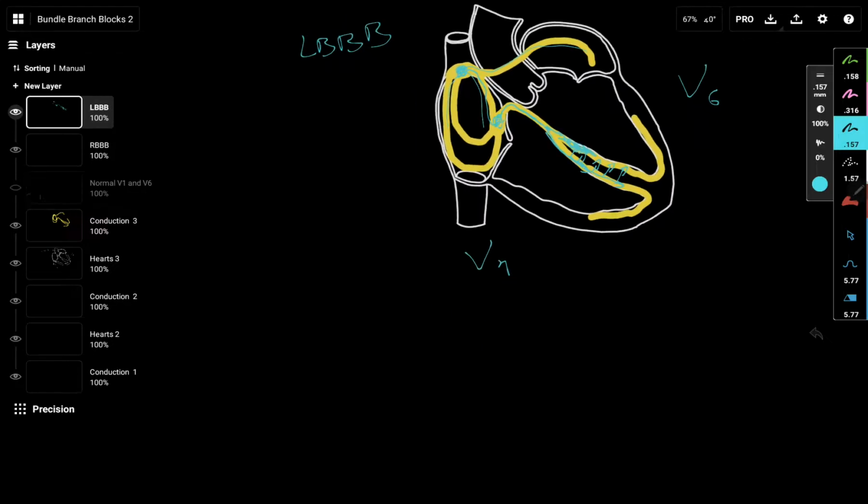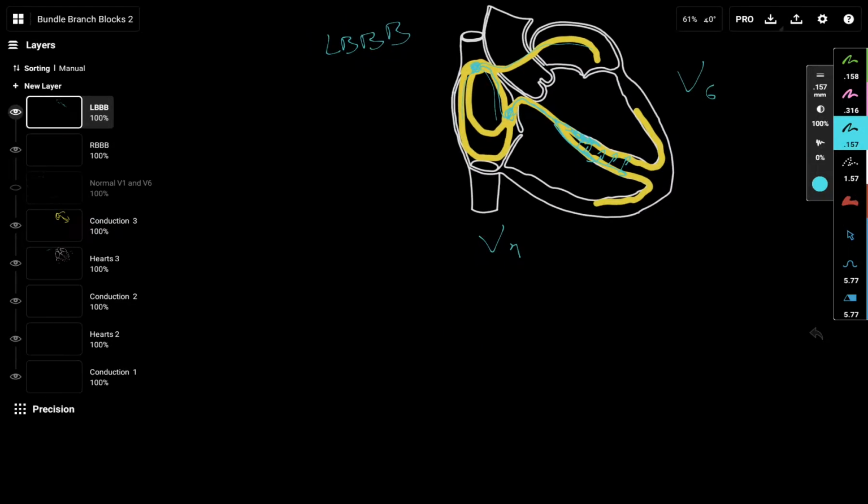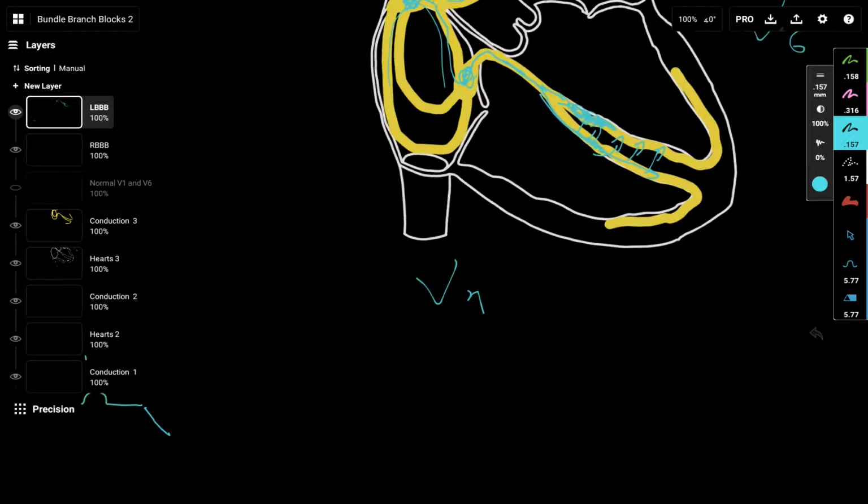So what I'm going to see on my ECG in V1, instead of an initial positive deflection, is a negative deflection, because the signal, you can see it, is traveling away from V1. So that's my P, PR, here we go. I'm going to have an initial negative deflection right there.